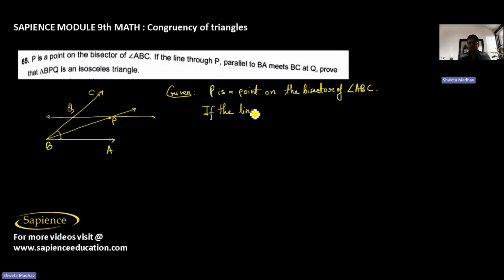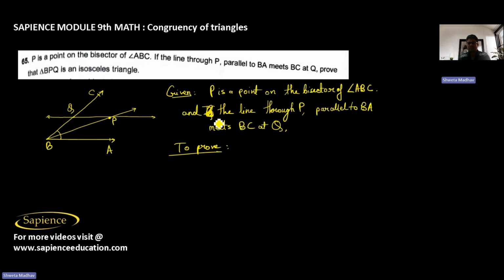And the line through P parallel to BA meets BC at Q. Then we have to prove that triangle BPQ is isosceles. So how to prove this?